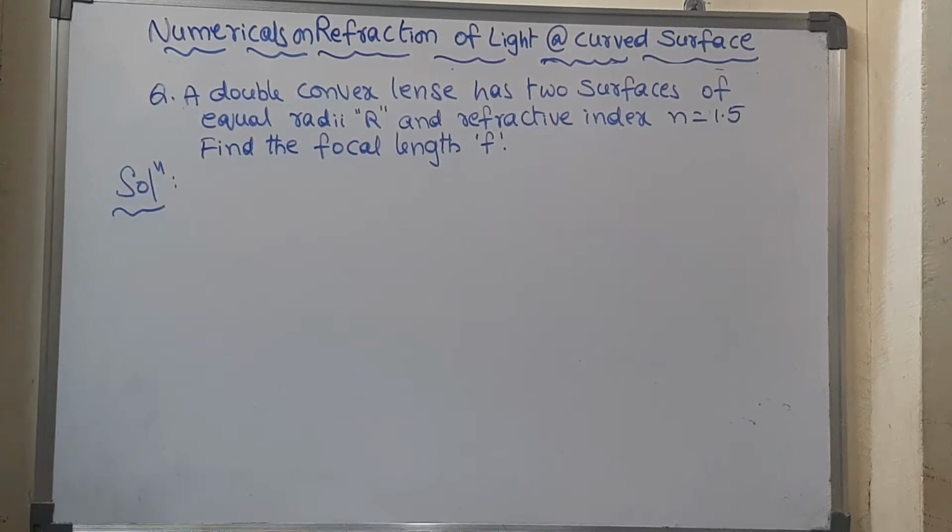See here, Nana, the second sum. A double convex lens has two surfaces of equal radii R, and refractive index n is equal to 1.5. Find the focal length f.